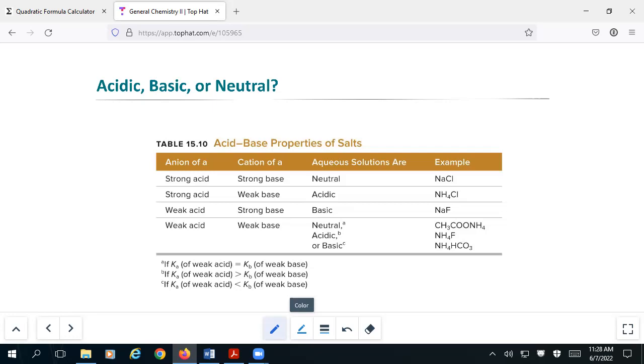And what I can do is compare that base and that acid to each other. And the one that is stronger will tell me the strength of the salt. And that's what this table tells us. If I have a strong acid and a strong base coming together to make a salt, the result will be a neutral salt.